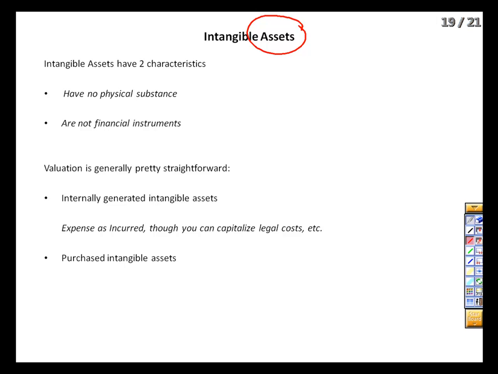The exception to this rule is that legal costs associated with the filings for protection or legal fees associated with defending our patent can indeed be capitalized. The reality, though, is that the bulk of the money we spend will be expensed as incurred. As I mentioned in Chapter 2, this is due to conservatism.